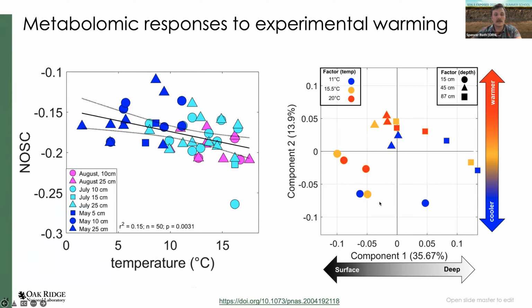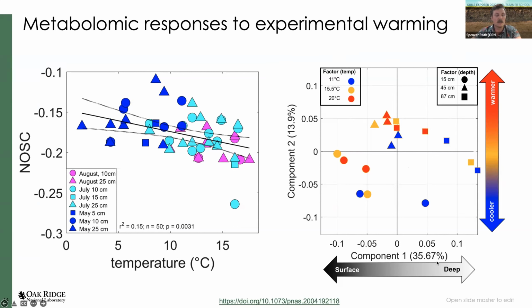On the right is a principal components analysis plot, and this is of an integrated data set, which includes metaproteomics, FTICR-MS, NMR, GC-MS, and lipidomics data. And what you can see is that each point represents a particular site at a particular depth, depth represented by the shape of the point and temperature represented by the color of the point.